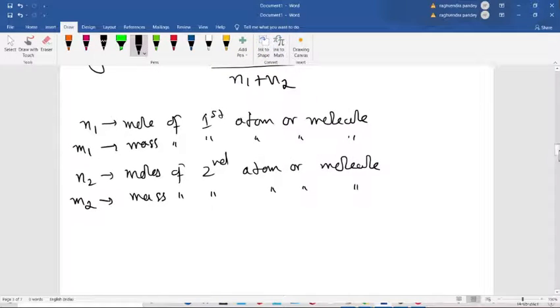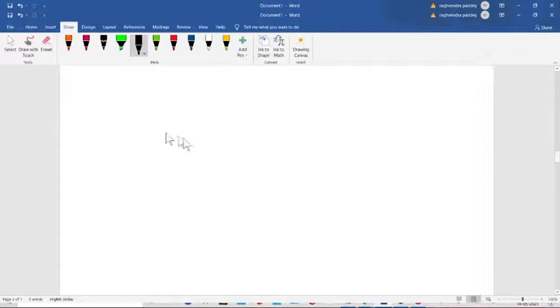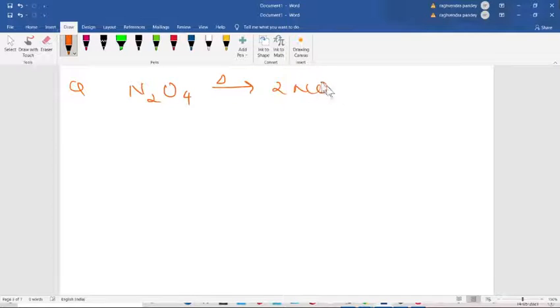Now let's do some numerical. Let's do one numerical on this. N2O4 dissociates into 2NO2.